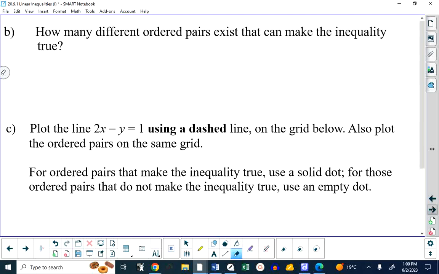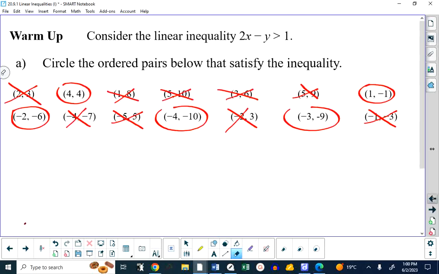5? That's it? No more ordered pairs that would make it work? Think about this inequality. What if I chose x equals 1,000,000 and y equals 1? Wouldn't 2x minus y still be greater than 1? Okay, so what's the answer to the question? Infinity, right. There's an infinite number.